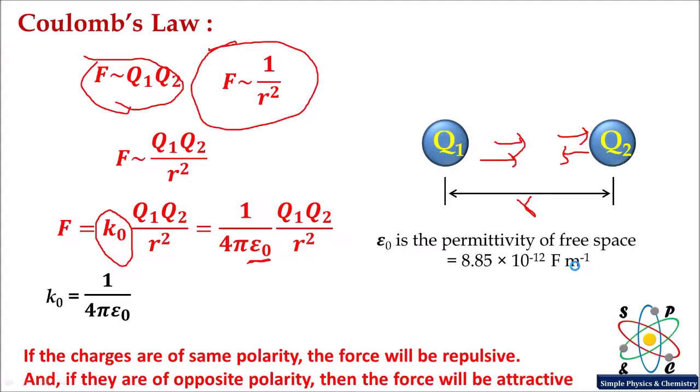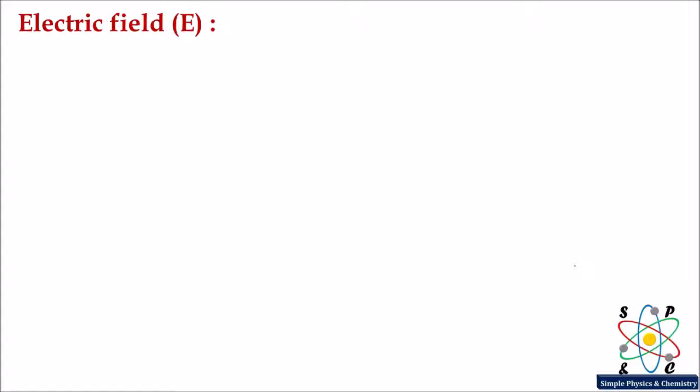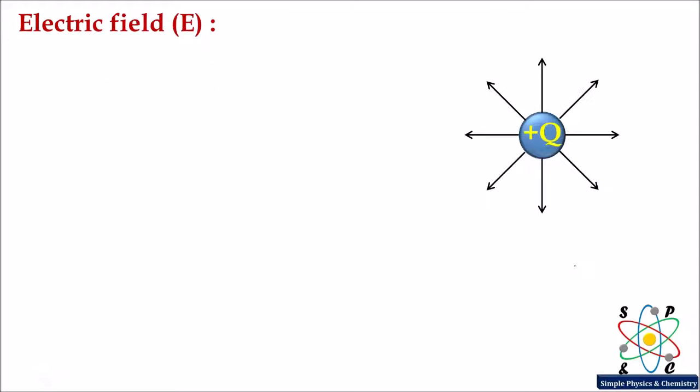Now let's go to the electric field. To do that, let us consider a positive charge. You can take a negative charge also, there is no difference in that. Now with this positive charge we will put a test charge here, that is small q. Now the test charge q is at a distance r.